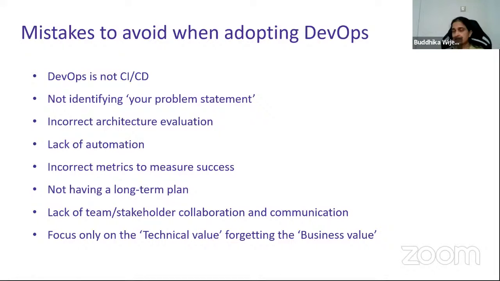And then the next possible mistake is setting incorrect metrics to measure success. If I give you an example, you might set the lead time as your metric to measure success. If you reduce your lead time from 20 days to 5 or 6 days, you may think that DevOps adoption is successful. But at the same time, you have to consider the related facts as well.